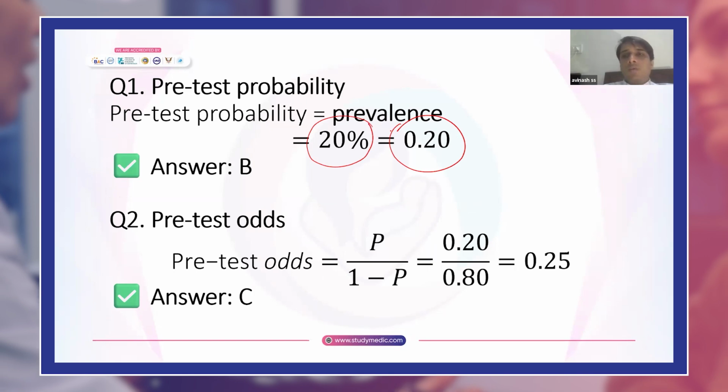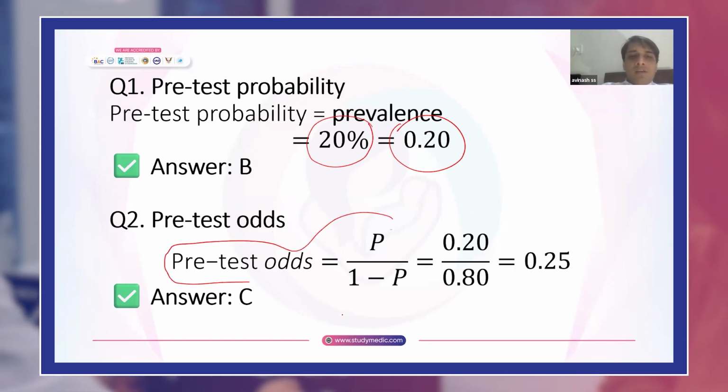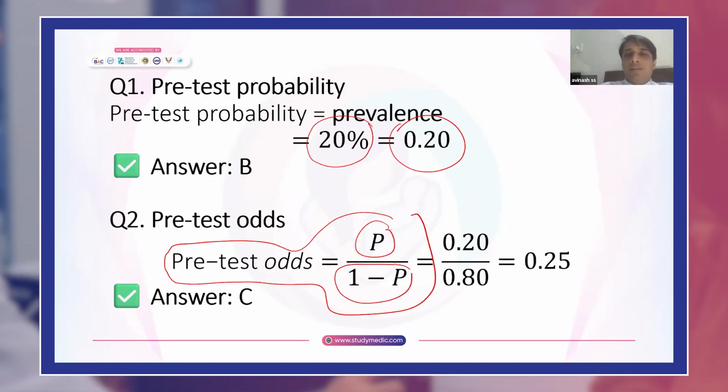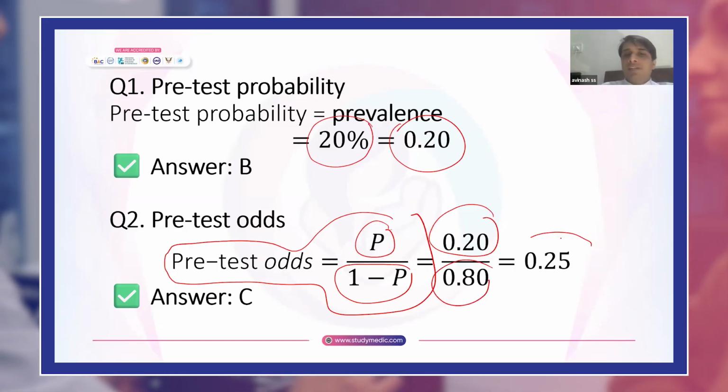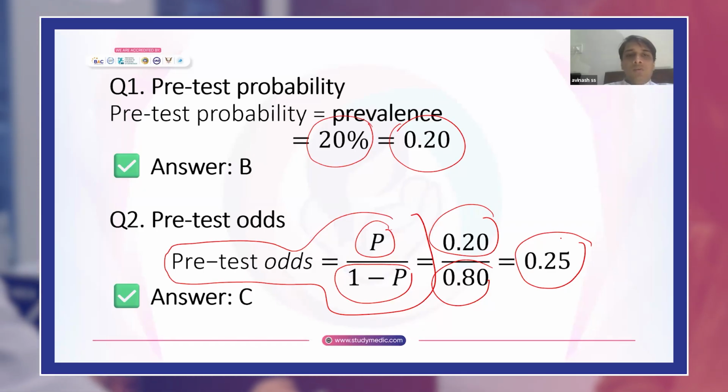The next question is, what is the pre-test odds? The formula for pre-test odds is pre-test probability divided by 1 minus pre-test probability. That means 0.2 divided by 1 minus 0.2, that is 0.8. The pre-test odds is 25% or 0.25. Okay. So this is how we calculate the pre-test probability and pre-test odds.